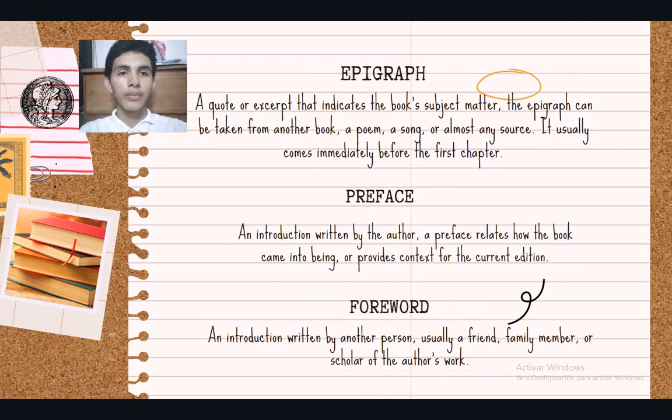We also have the epigraph, which is a quote that indicates the book's subject matter. The epigraph can be taken from another book, a poem, a song, or almost any source. It usually comes immediately before the first chapter.